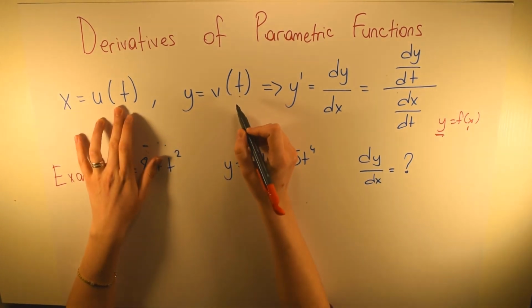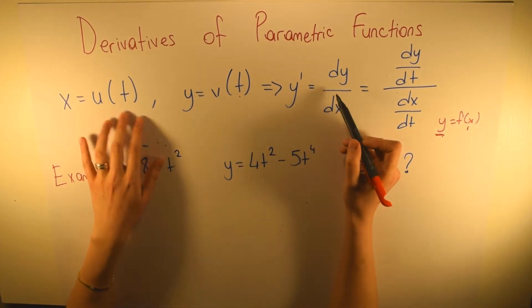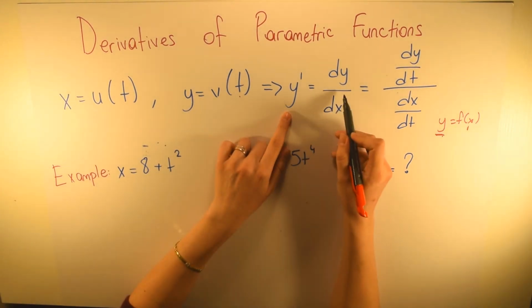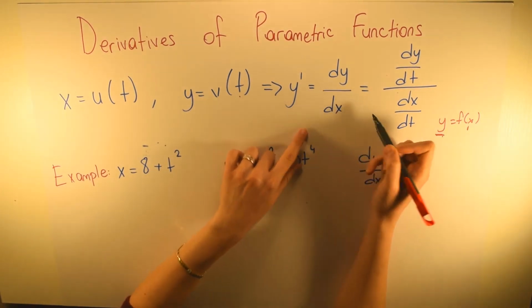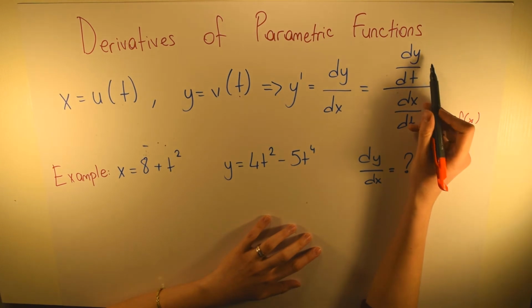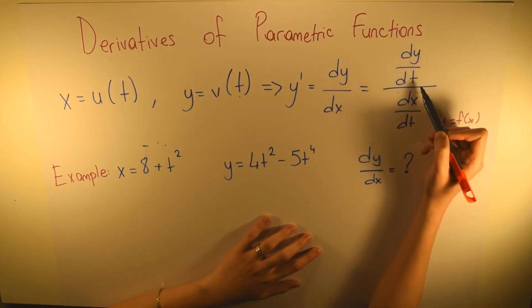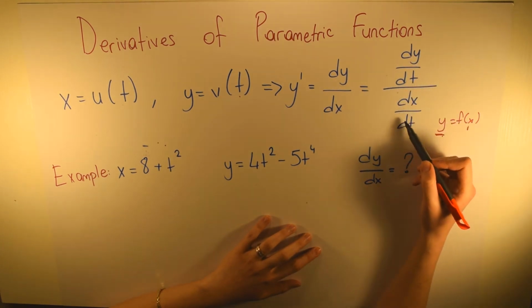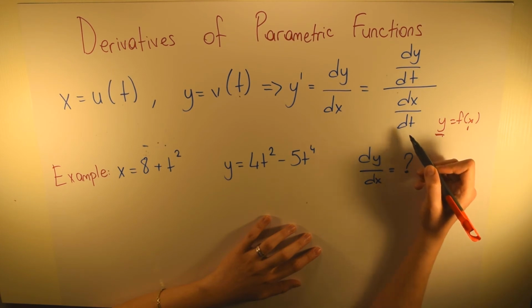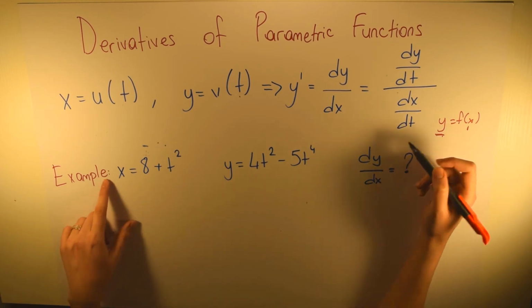Okay, so in this case, when you want to take the derivative of y, it's equal to dy over dx, which is equal to the derivative of y with respect to t over the derivative of x with respect to t. So let's look at this example.